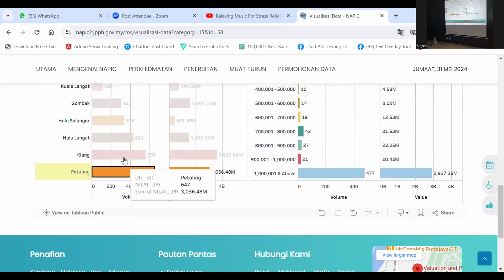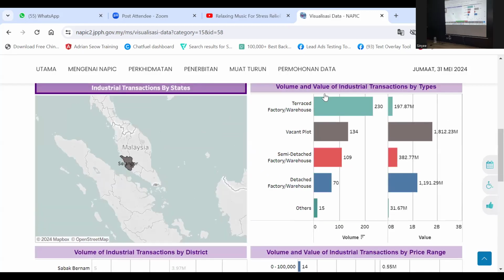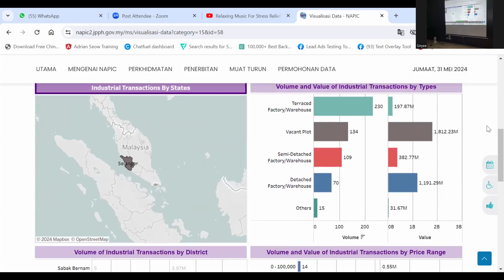right? Then we can even look at Klang. So let's see Klang. Klang is the second highest for Selangor. So for Klang, 198 million is for Terrace Factory. We can plot semi-detached. You'll be able to see what kind of property has the most transactions.